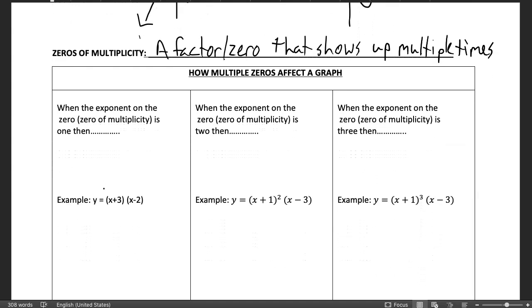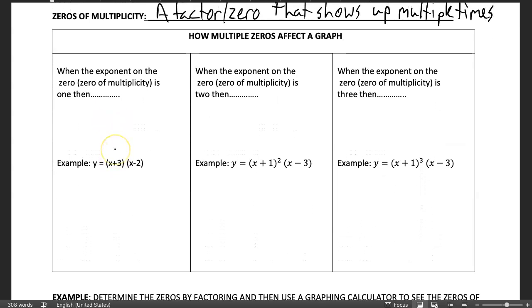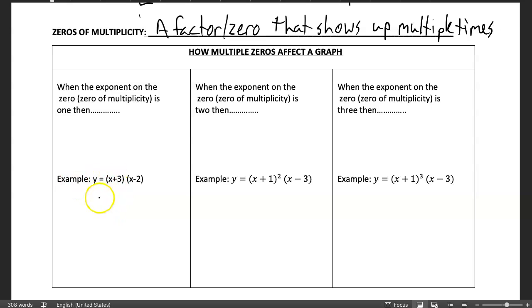So how do these affect a graph? First, let's talk about what a multiplicity is. For this first example here, y is equal to x plus 3 times x minus 2. Both of these terms only show up once, so both of them have zeros of multiplicity 1.